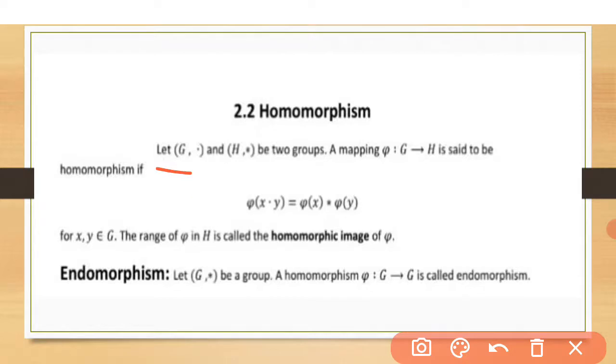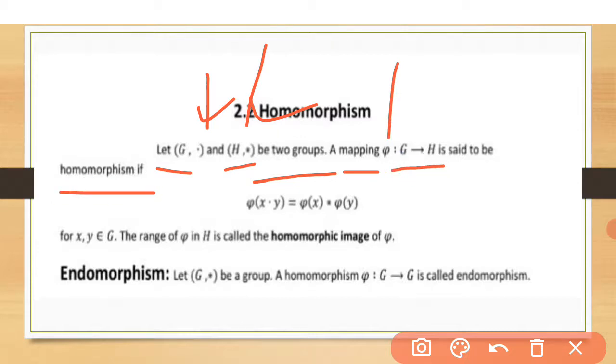Let G and H, G with operator dot and H with operator star, be two groups. A mapping phi from G to H is said to be a homomorphism if phi of x dot y is equal to phi of x star phi of y. Actually, in homomorphism, the operator is preserved.